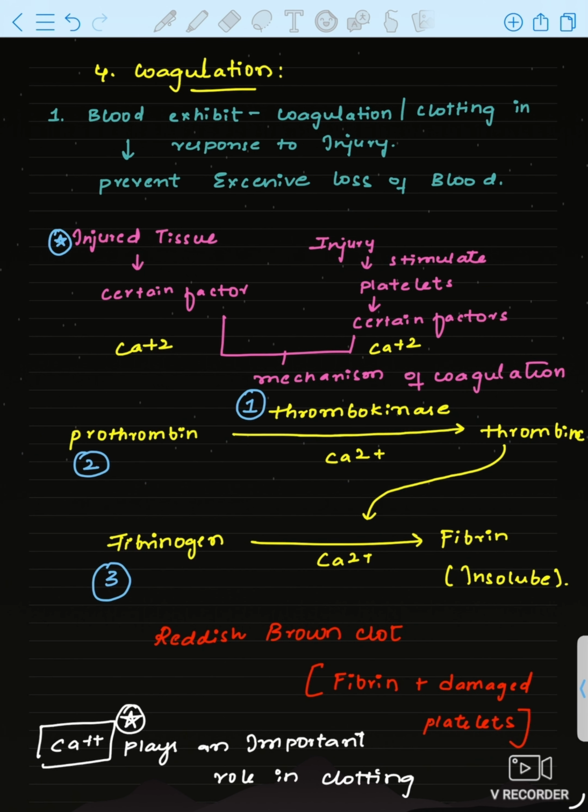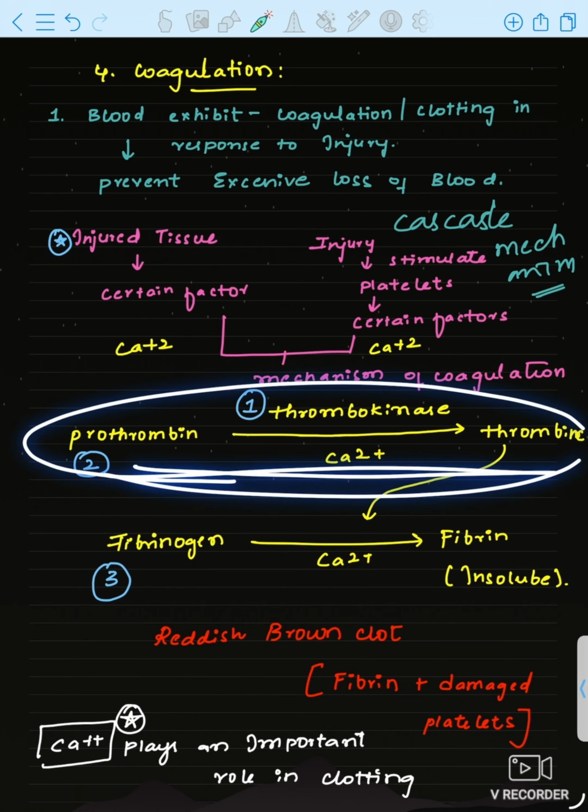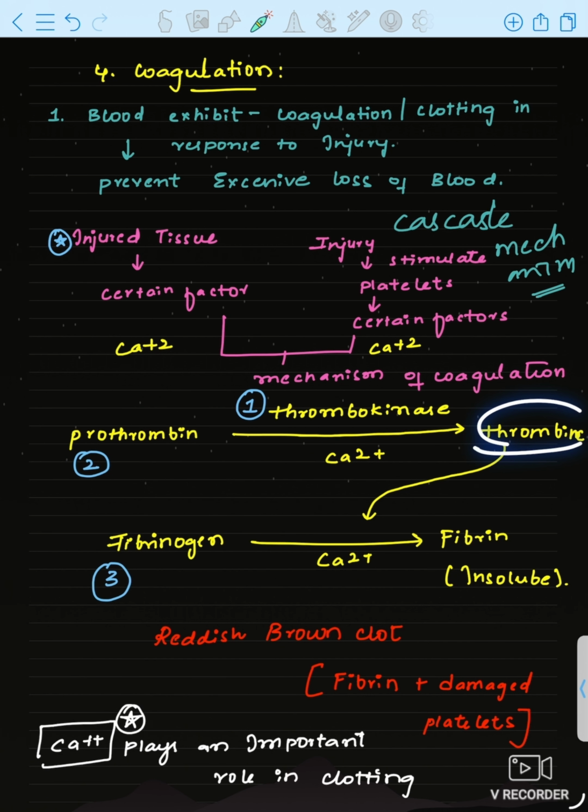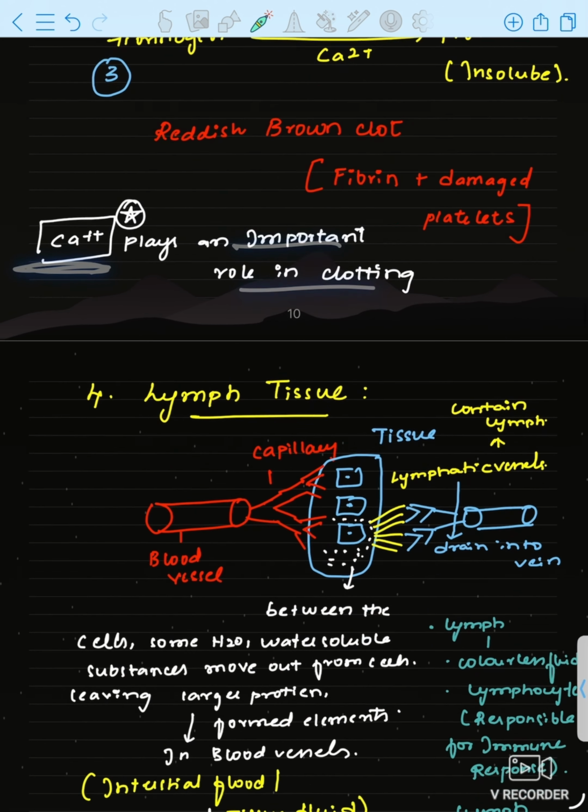One more thing you have to remember is that it is a cascade mechanism. Cascade mechanism means what? In the previous chemical reaction, one product is formed. This product becomes an enzyme for another reaction, so it is helpful in another reaction. It is a cascade type. Step by step, everything is interrelated. And calcium plays an important role in clotting.